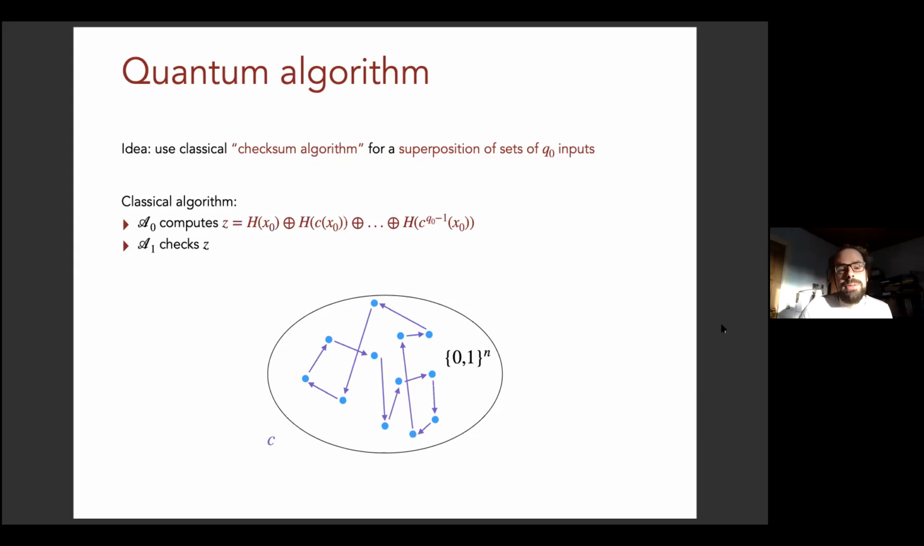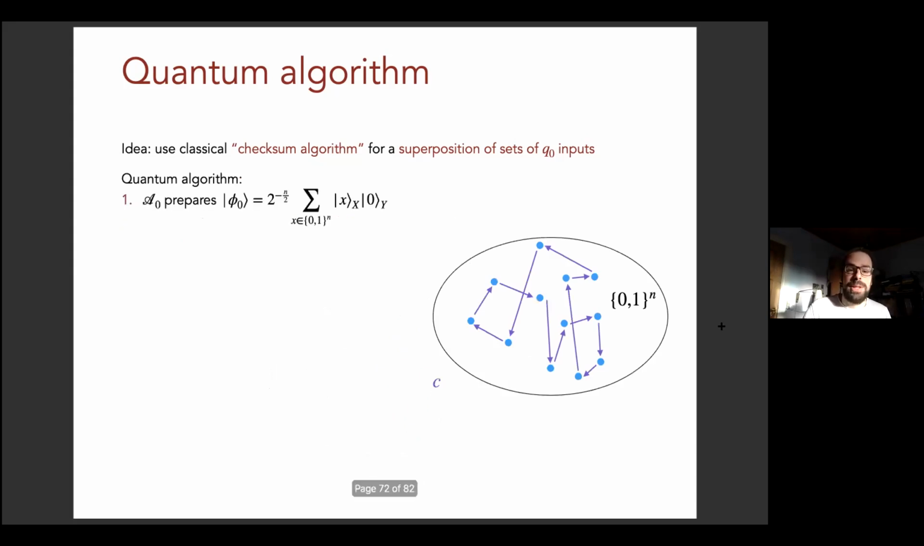Now what A1 can do instead of checking, it can, in some sense, uncompute this checksum, right? Which is classically completely equivalent. Now here's how the quantum algorithm works. We start with a uniform superposition of initial inputs and an empty output register y. Now we repeatedly apply the oracle to x and y and the cyclic permutation to register x. And now A1, basically receiving the registers x and y, tries to just undo the second step.